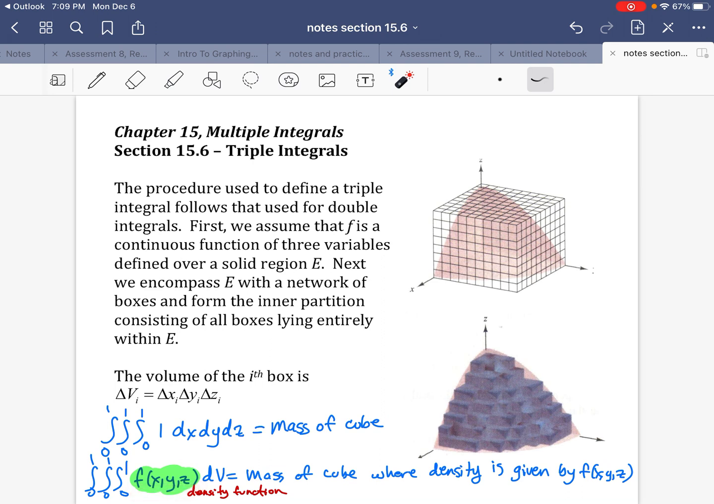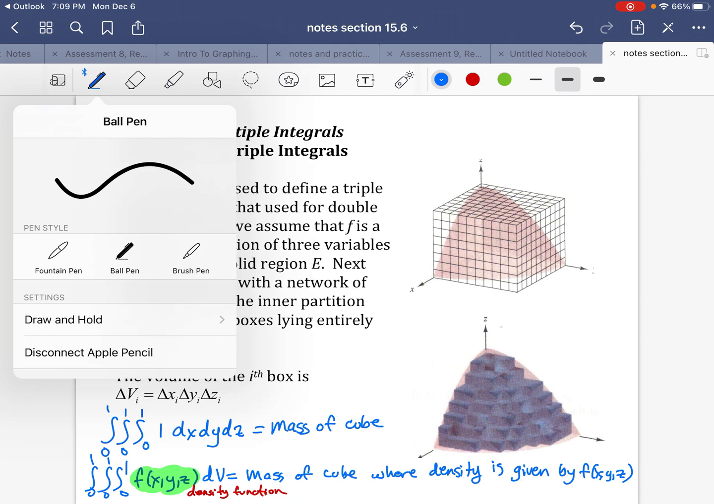So then when you put a function here, what that function stands for is the density function of the object. So if you're thinking geometrically, you have a mass of a cube where the density is given by f of x, y, z. So f of x, y, z is controlling the density of the object, and you're still doing a cube. So it takes a different meaning than just a geometric meaning in a way.